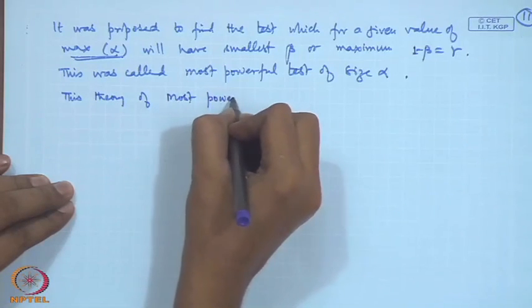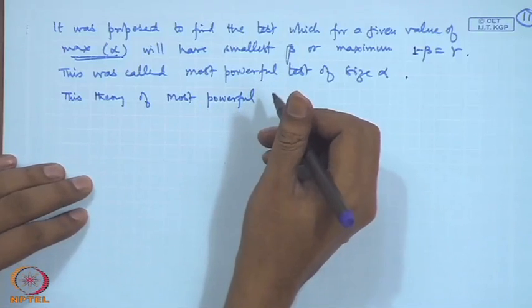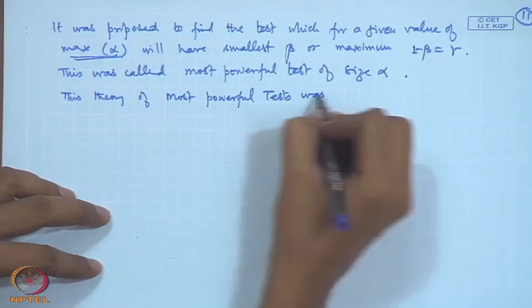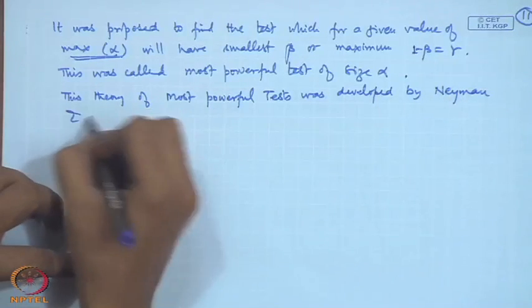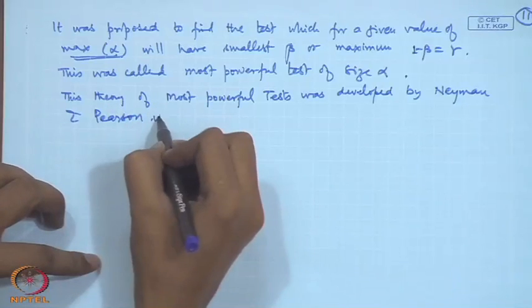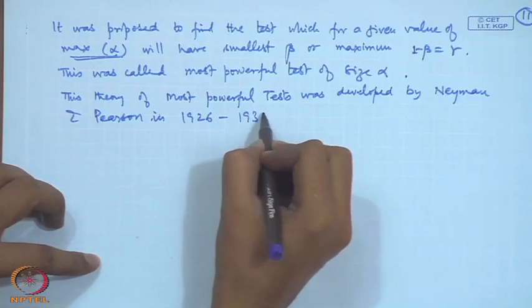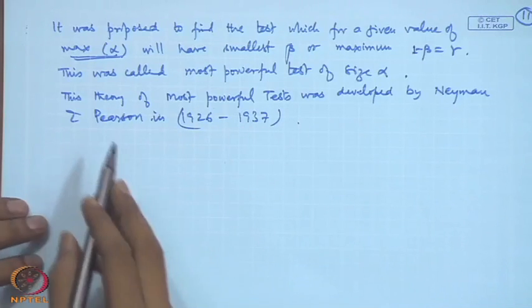So, the theory of most powerful tests for the simple versus simple case, a complete solution was obtained by Neyman and Pearson in 1926, and thereafter it was generalized to the concept of uniformly most powerful tests later on by the same authors, and for composite hypotheses, and also for some other situations where even a uniformly most powerful test does not exist. So, they considered a certain restricted class of tests called unbiased tests, and among those tests they found the most powerful test. This theory of most powerful tests was developed by Neyman and Pearson from 1926 to 1937, in this period.